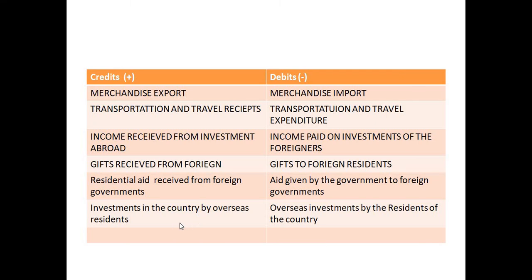Investment in the country by overseas residents and overseas investment by the residents of the country. So what are the things we need to pay to others, that has to be given under debits. What we should get from other countries or from other sources, that has to be given in the credit side.